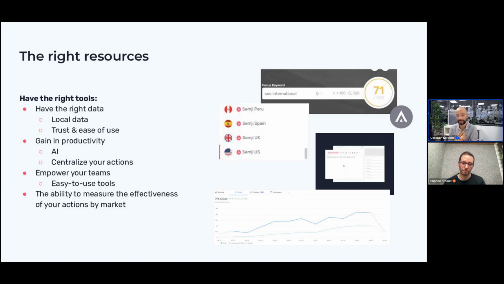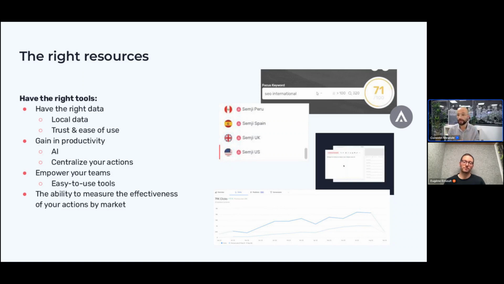So what you need to have is the local data that you can trust. That's really important, and that can be really hard to find, because when you search for something in English, for example, do you know if it's US-based, UK-based, Australian-based? You don't know. So you need to be able to localize that. And if you are not able to trust the data, it's not going to be possible.